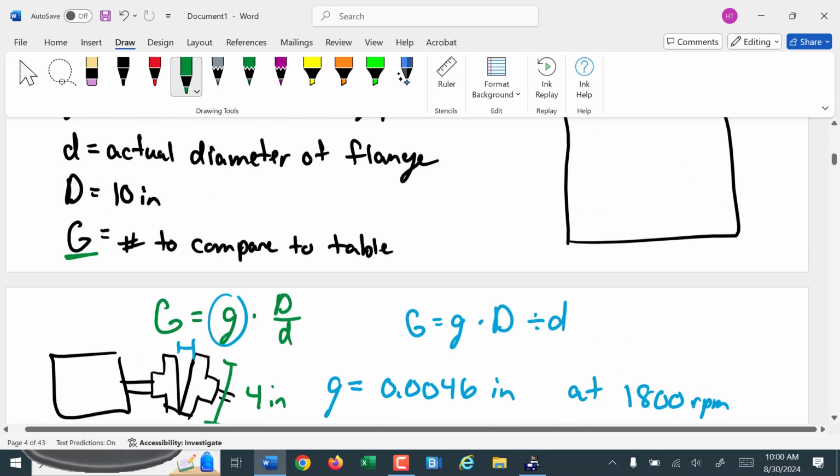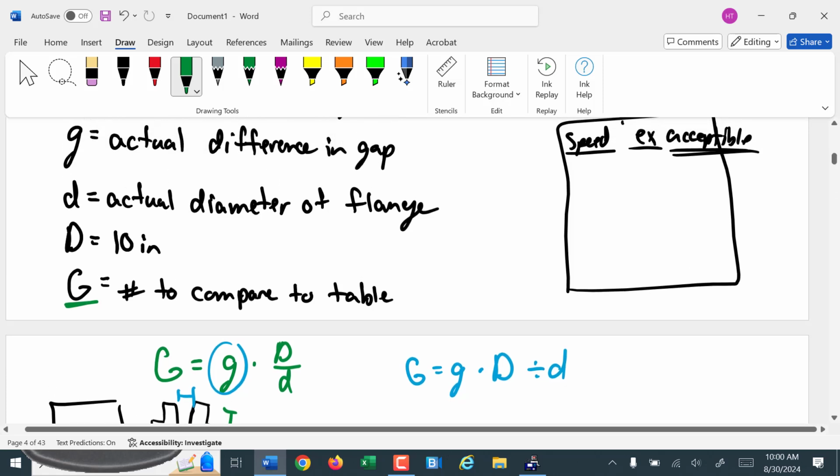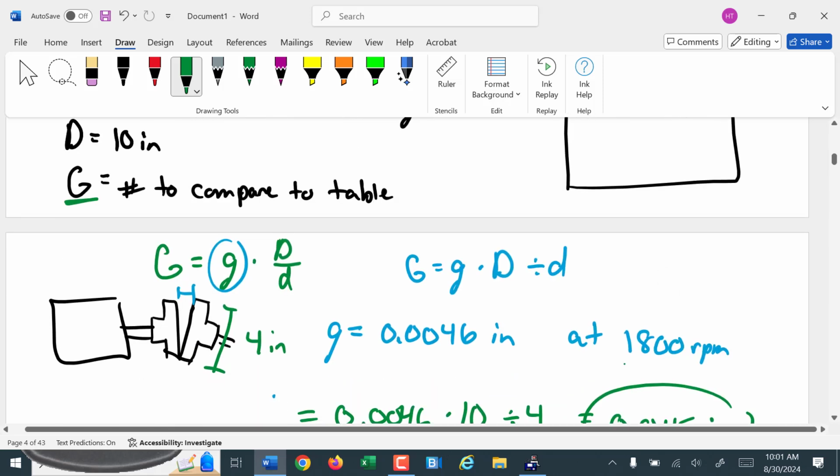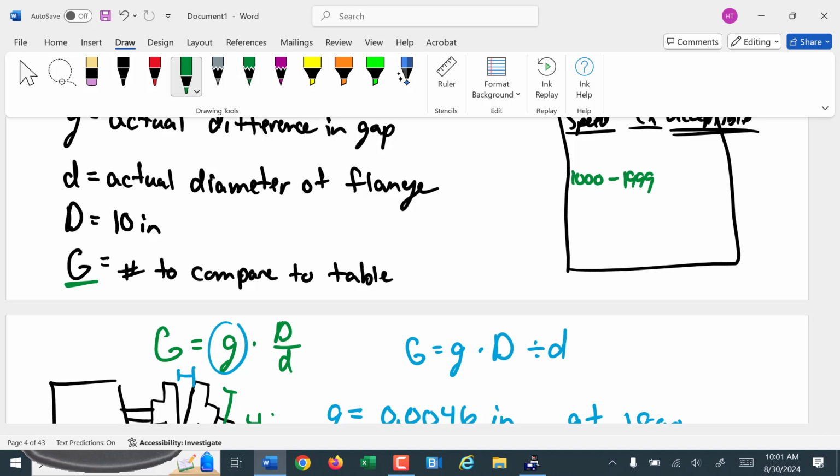What that is saying is that's what the offset would be if this were a full 10-inch flange. A bigger flange would have a bigger offset on the same angle. So this is the number we need to compare to our table. What line of that, do you guys have that table open? We have it handy. What line of that table do we need to go to?